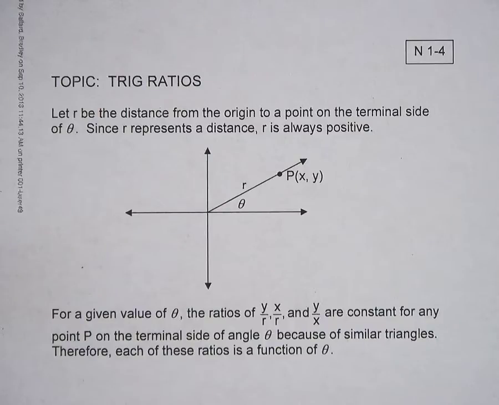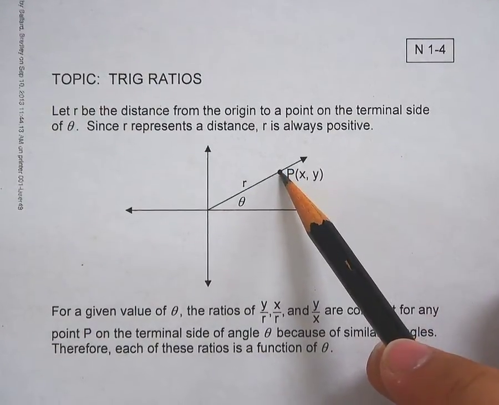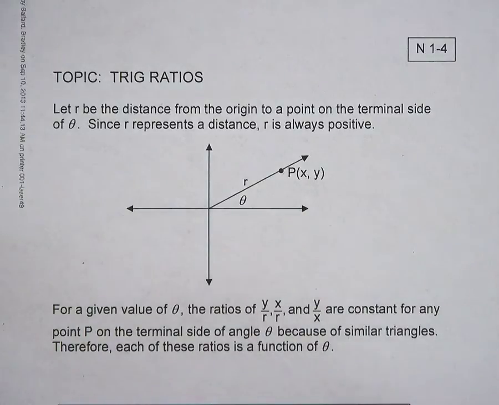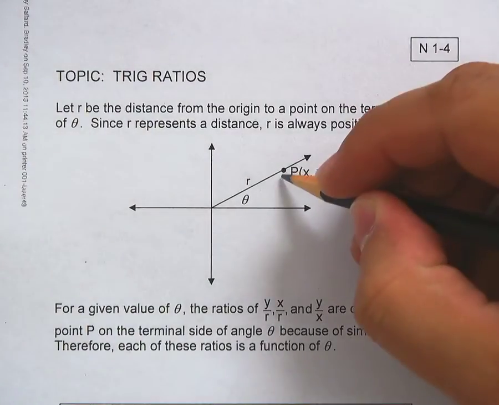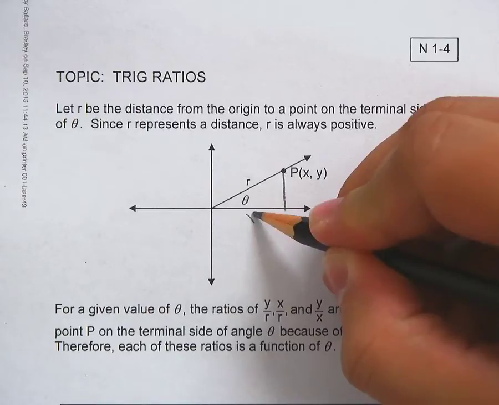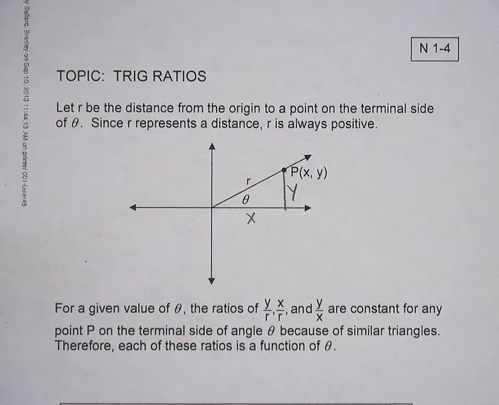So we have a distance r, which is your radius. It's a distance from the origin to a point on the terminal side of an angle. Thinking about that as like our radius from our unit circle, that's kind of the same idea here. Since r represents a distance, it's always positive, right? Distance is always positive. So if your point is x comma y, that means your x value is how wide you had to go, and your y value is how far up you had to go, right? So it's how far over and how far up or down.